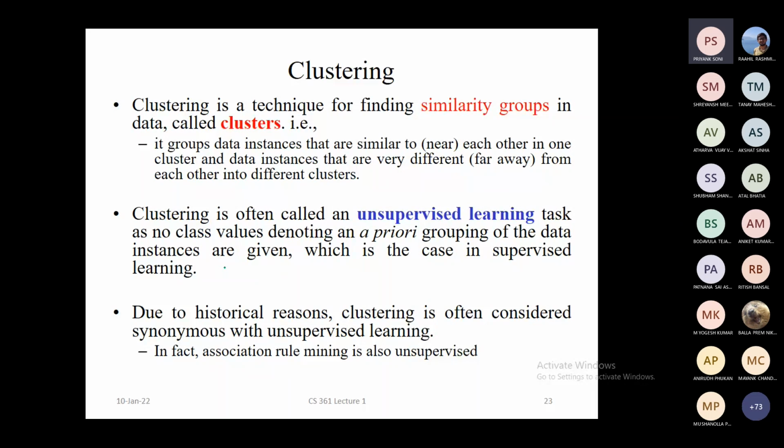Due to historical reasons, clustering is often considered a synonym for unsupervised learning. We generally use clustering and classification as one unsupervised and the other supervised: clustering is unsupervised, and classification is supervised. In fact, association rule mining is also unsupervised. That is also a good example. So it is very important for you to understand what clustering is, that it is a typical example of unsupervised learning, and what the basic difference between unsupervised and supervised learning is.